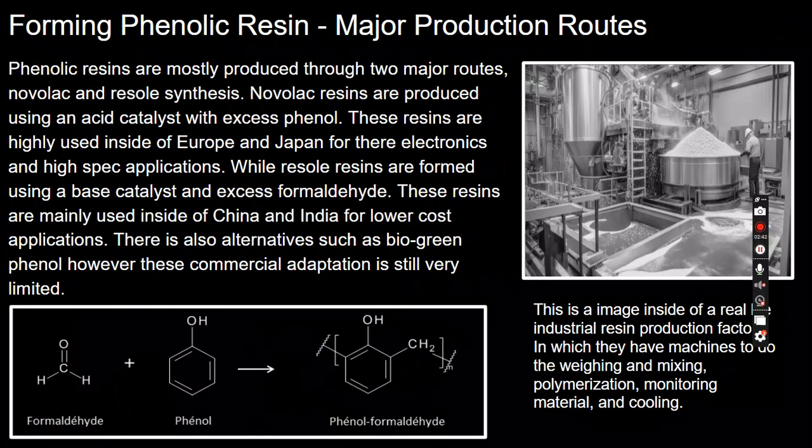Forming phenolic resin. Major production routes. Phenolic resins are mostly produced through two major routes, Novolac and Resol synthesis. Novolac resins are produced using an acid catalyst with excess phenol. These resins are highly used inside of Europe and Japan for their electronics and high-spec applications, while Resol resins are formed using a base catalyst and excess formaldehyde. These resins are mainly used inside of China and India for lower cost applications.